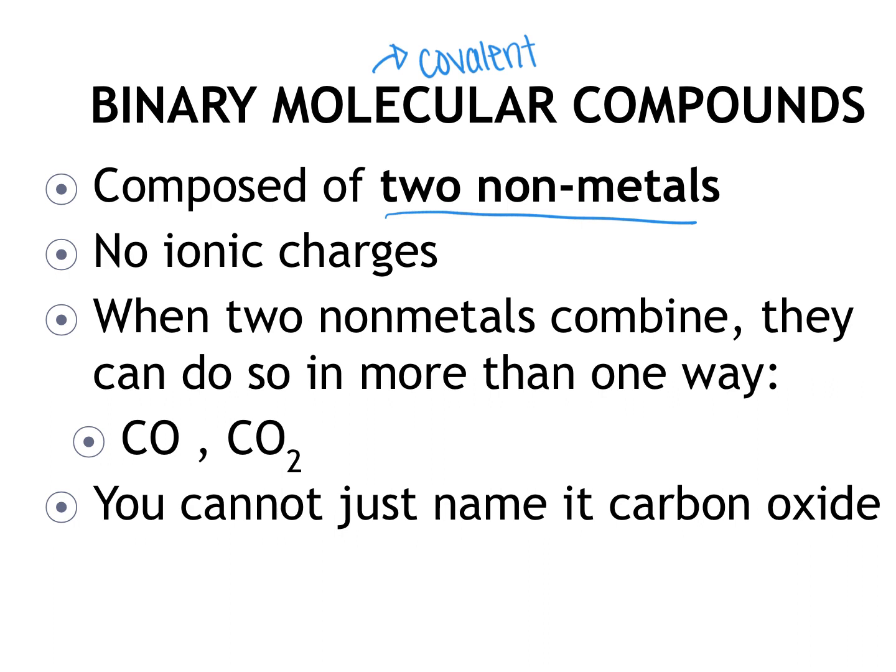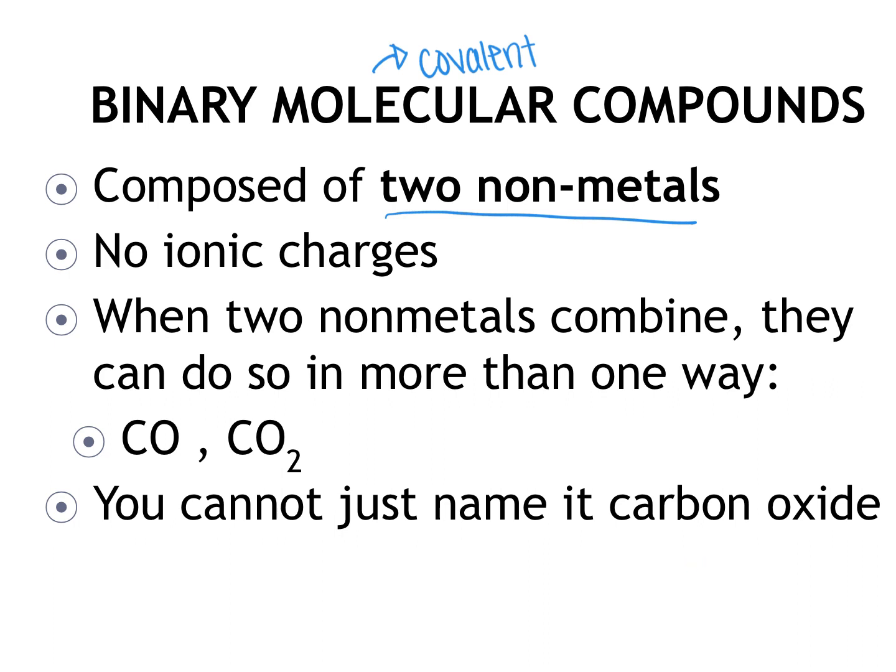However, when we look at these nonmetals, they can combine with each other in multiple ways. Carbon and oxygen can combine in a 1-to-1 ratio and make CO, which is carbon monoxide. They can also bond in a 1-to-2 ratio and make CO2, which is carbon dioxide. Is there a very large difference between carbon monoxide and carbon dioxide? Yes, right? One will kill you, the other one you absolutely need. Since they can bond in multiple ways, we can't just call them carbon oxide. Would you agree? It would be too confusing.